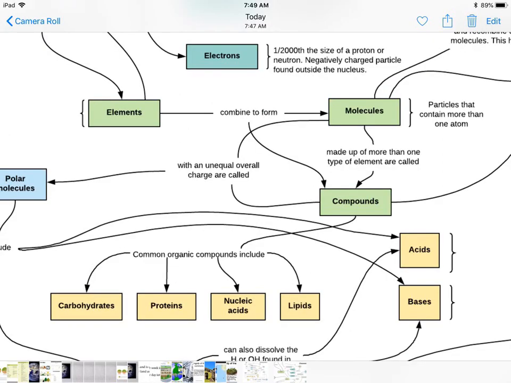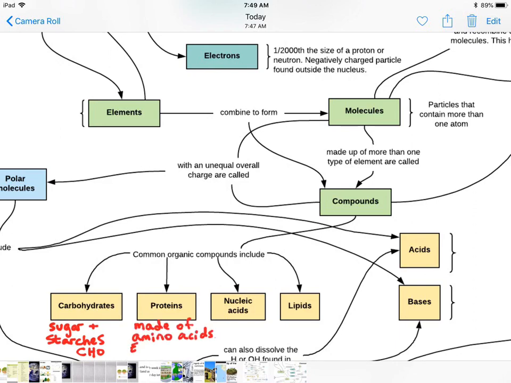All right, let's get into it. Going into the middle of our concept map here. Elements combine to form molecules. Molecules are particles that contain more than one atom. Molecules made up of more than one type of element are called compounds, and common organic compounds that we'll discuss here in this class include carbohydrates. Carbohydrates are the sugars and starches, and they're made up of carbon, hydrogen, and oxygen.